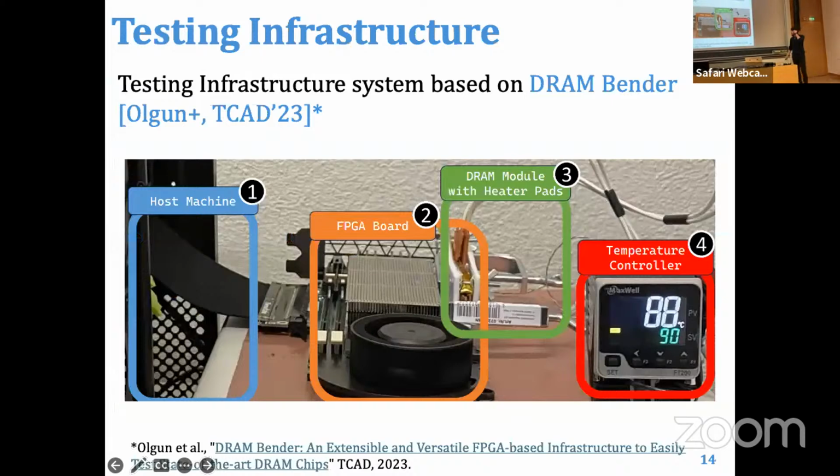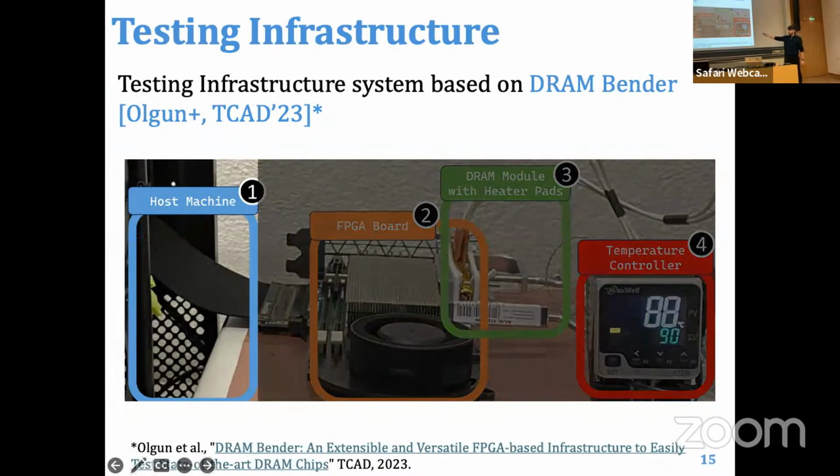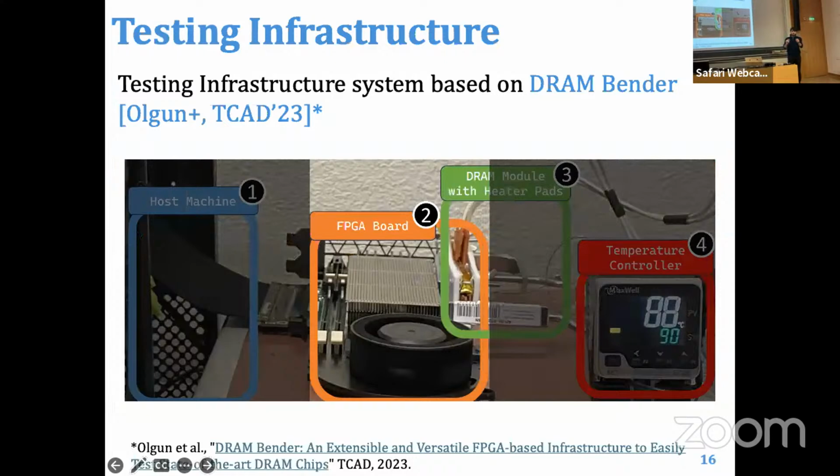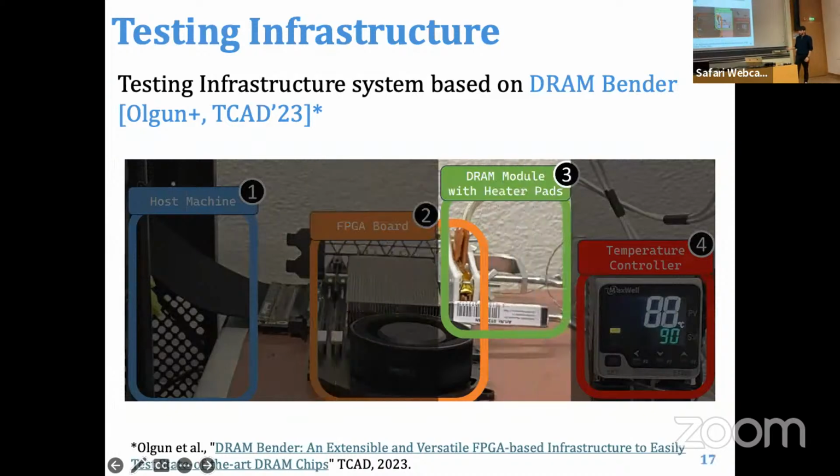So this is the testing infrastructure. It was used before in DRAM Bender, and it's based on this work. We can see that we have a host machine, a desktop essentially, an FPGA board, which controls the operation of the DRAM and the timings in which these commands are issued. And we have a DRAM module. Clamped onto it are some heating pads, which essentially heat the DRAM to the temperature that we want.